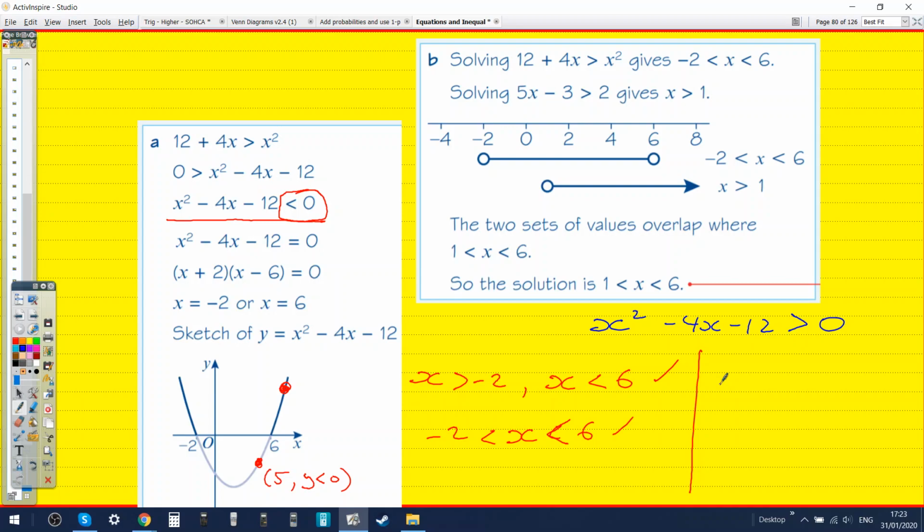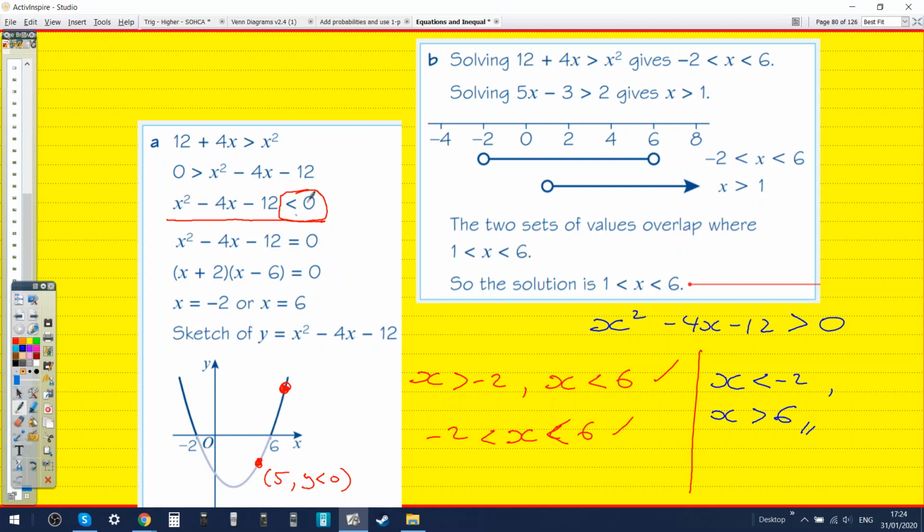When it's above the x-axis? Yep. And so in terms of x? When -2 is larger than x. I think. I'm not sure. Yeah, so basically when x is less than -2. Okay. And when x is greater than 6. Got it. That's it. So that's all they're asking you to do.